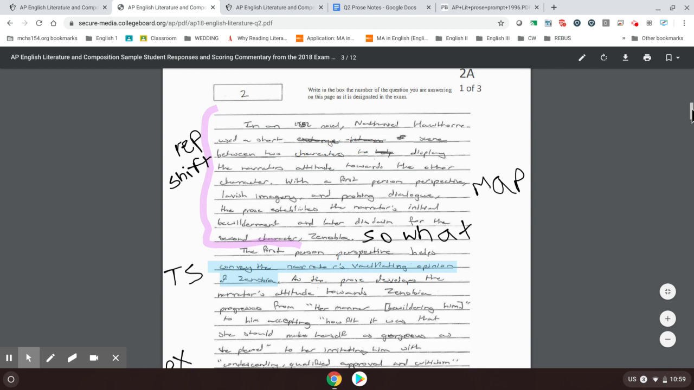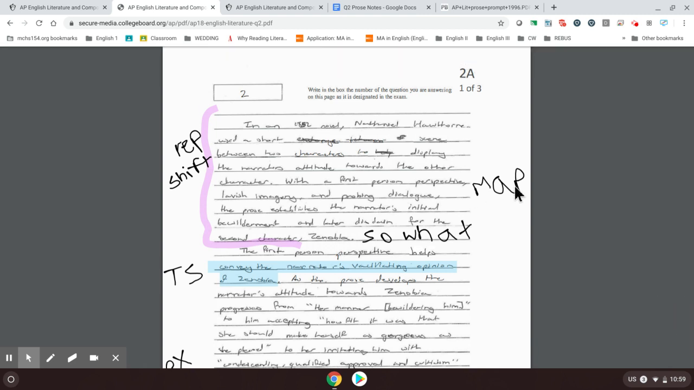This one is not organized chronologically. I'm going to give you a little spoiler and say that this thesis map outlines the body paragraphs. So the first body paragraph will be about point of view. The second body paragraph will be about imagery. The last body paragraph will be an analysis of dialogue. So this person has chosen to include those things in the introduction.